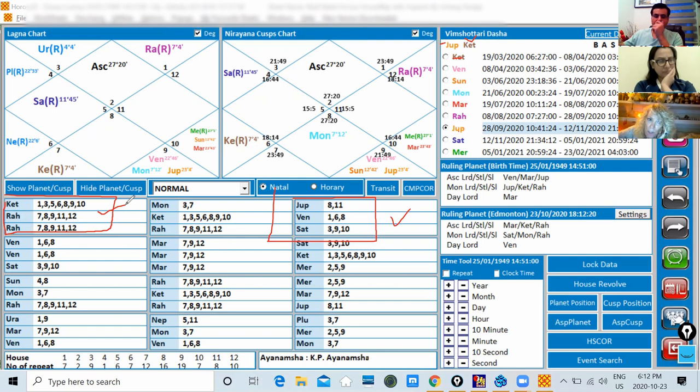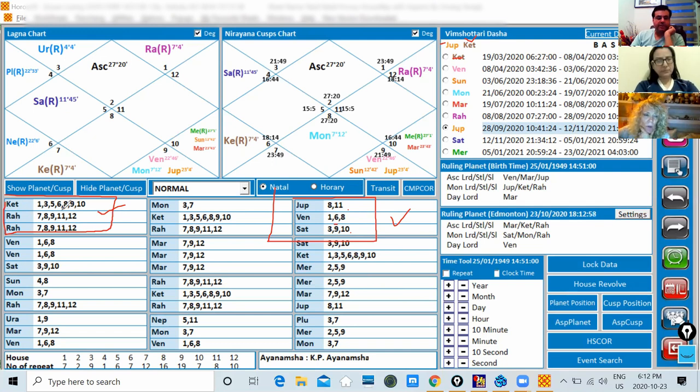In Ketu, she has 6, 8, 12. But she has 10 and 11. Yeah. And she has 7. Yes. And Jupiter? Jupiter is, she has 10 and 11. With this, 10 and 11. And the 6? 10, 11, 6. So money is coming, right? Yes. Jupiter is giving her the money, what she needs, right?